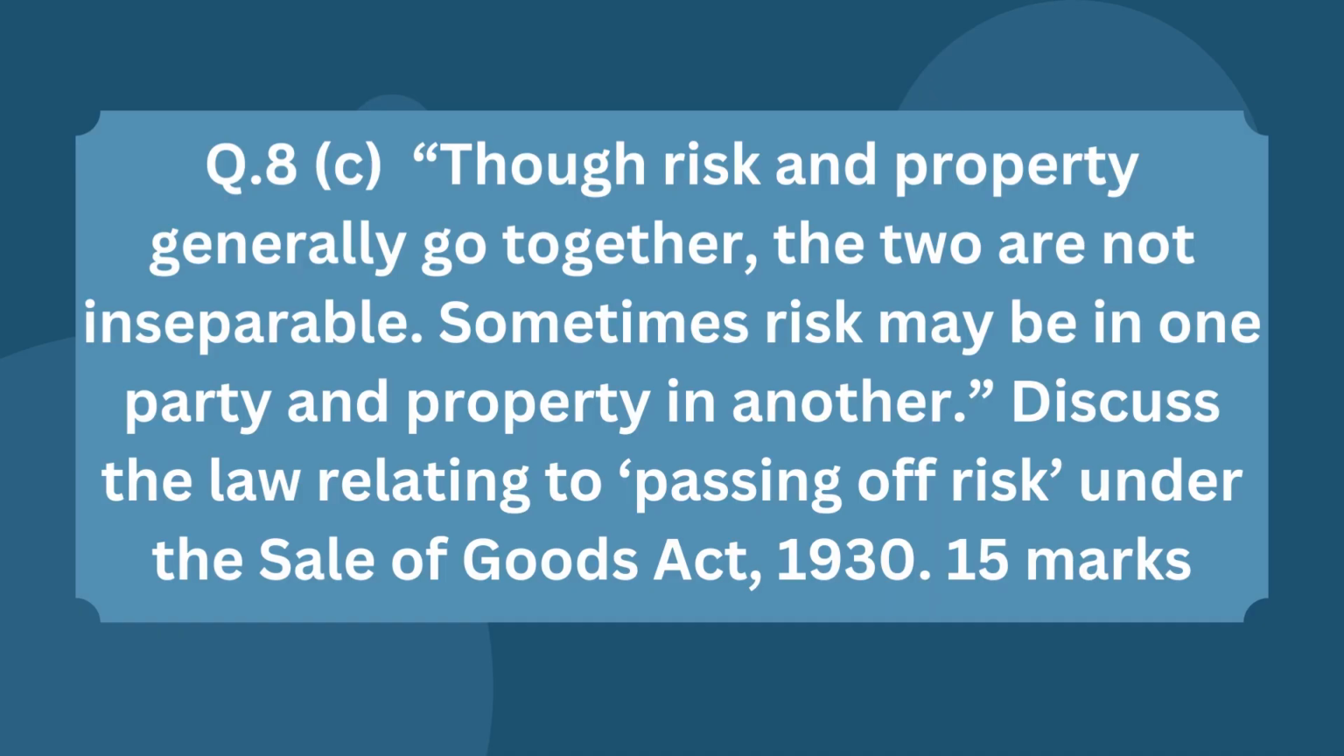Now, this is the last question of paper 2. Though risk and property generally go together, the two are not inseparable. Sometimes risk may be in one party and property in another. Discuss the law relating to passing of risk under the Sale of Goods Act of 1930. This is the last question and a very easy one, and I don't think that it needs to be explained. But you can start by the general rule that risk passes with the property and then list out the exceptions to it and explain them.